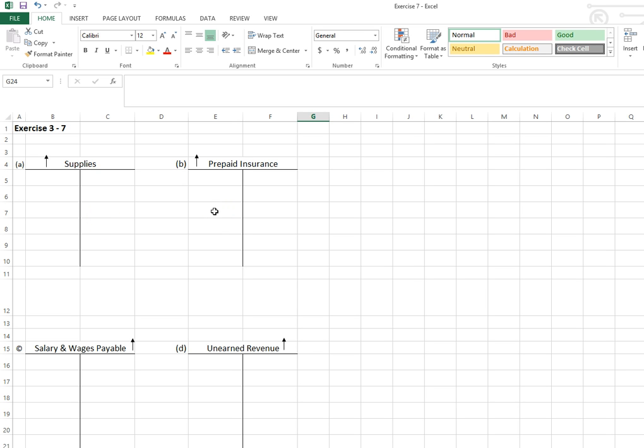Likewise with prepaid insurance. Well, what causes it to go up and what causes it to go down? Well, it's very similar, isn't it? It goes up when we buy the insurance, it goes down when we use the insurance and insurance expense.